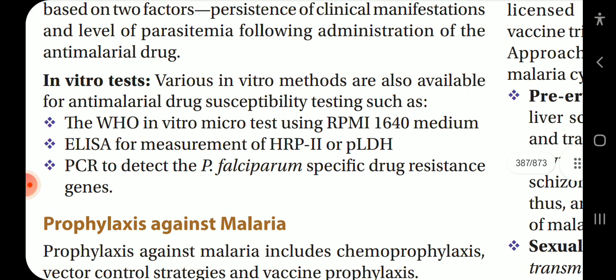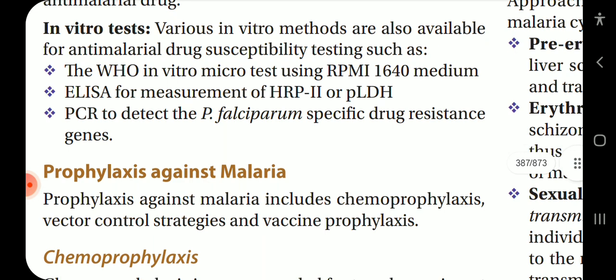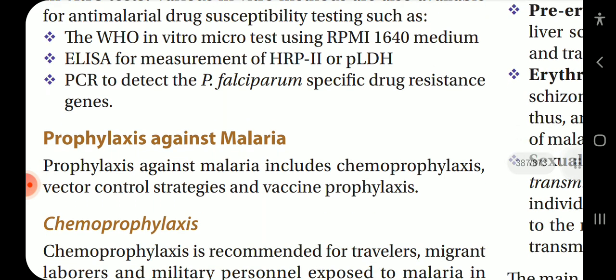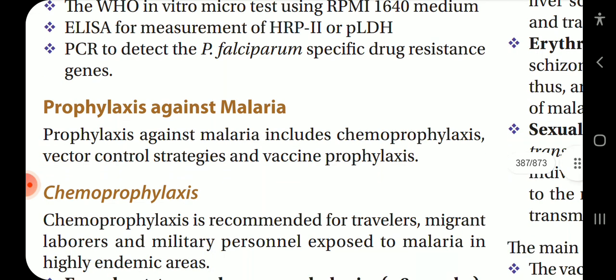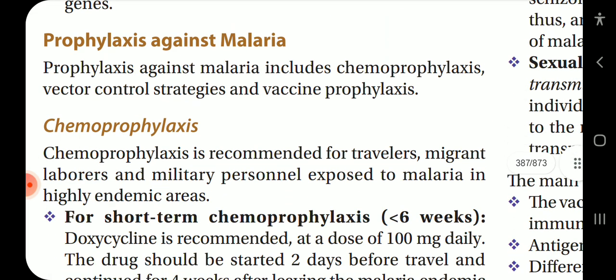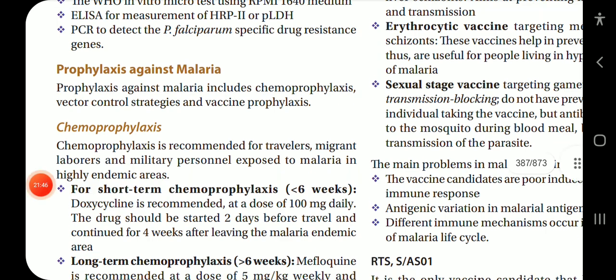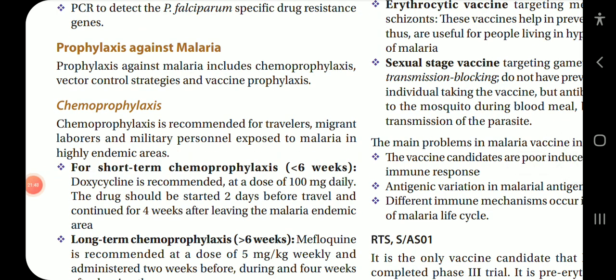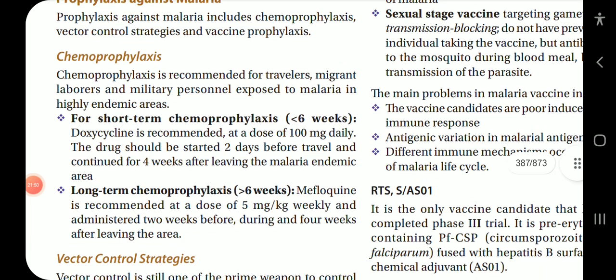In vitro test. Various in vitro methods are also available for antimalarial drug susceptibility testing, such as the WHO in vitro micro test using RPMI 1640 medium, ELISA for measurement of HRP2 or PLDH, PCR to detect Plasmodium falciparum specific drug resistance genes. Prophylaxis against malaria. Prophylaxis against malaria includes chemoprophylaxis, vector control strategy, and vaccine prophylaxis.